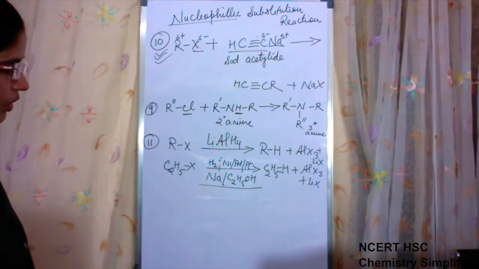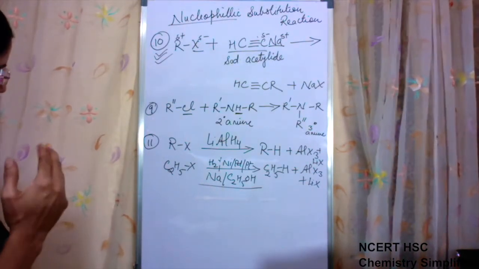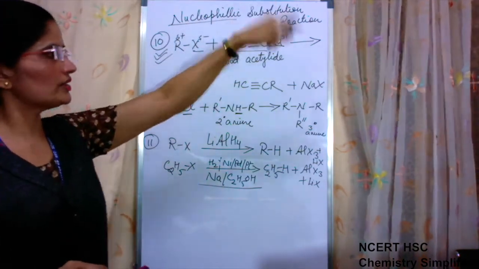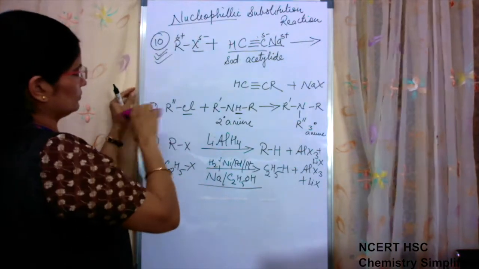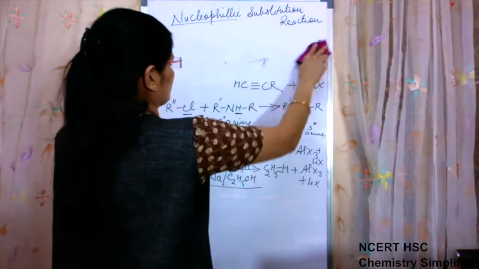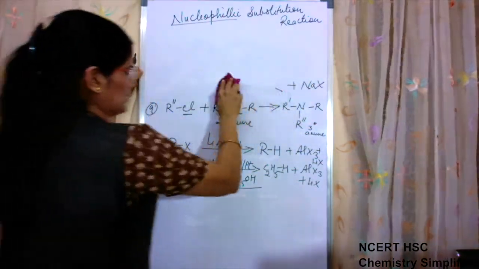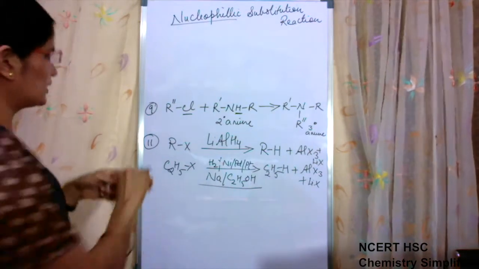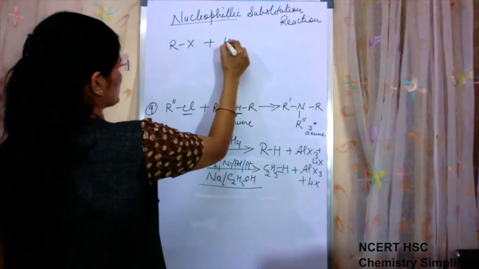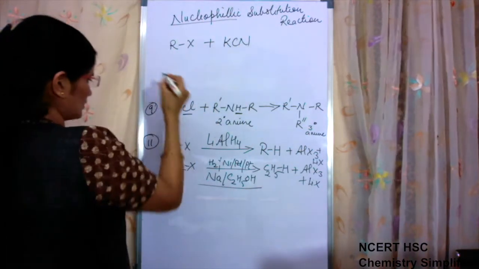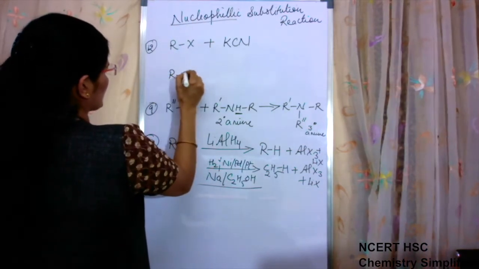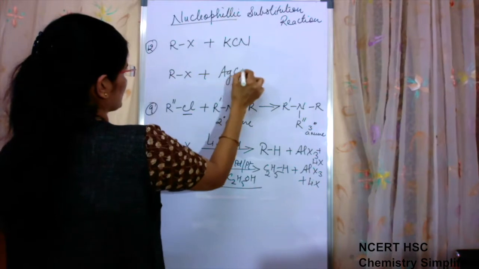Now these all reactions we have done. Two more type of reactions are there under the heading nucleophilic substitution reaction. This one done, reaction 10. I will write. Now RX when reacts with KCN, reaction number 12, and RX when reacts with AgCN.